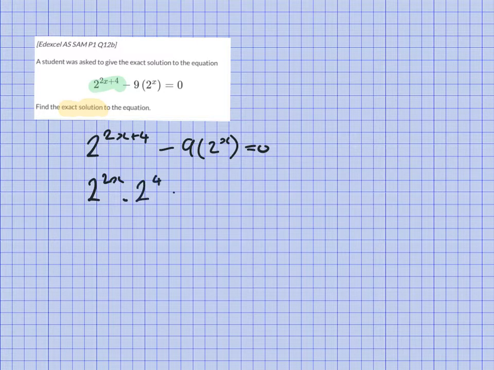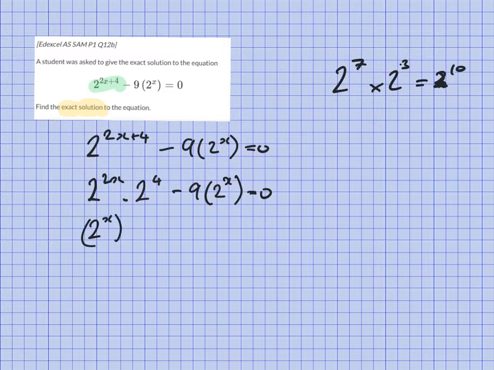Because we know that if we had 2 to the 7 times 2 to the 3, that would equal 2 to the 10. We're just reversing that process. Instead of doing 7 add 3, we're splitting them up and writing it as two separate bits. Okay, so this gives me 2 to the 2x, which is the same as 2 to the x all squared, times 16 minus 9 times 2 to the x, and that has to equal 0.